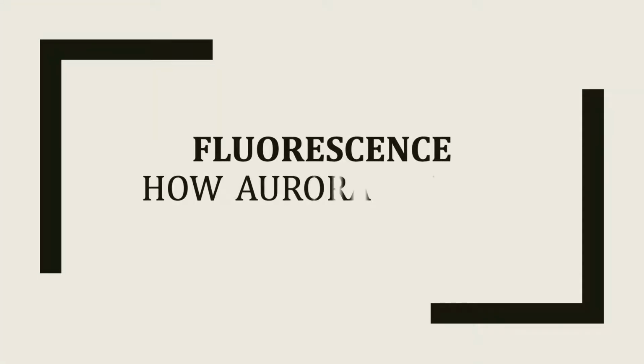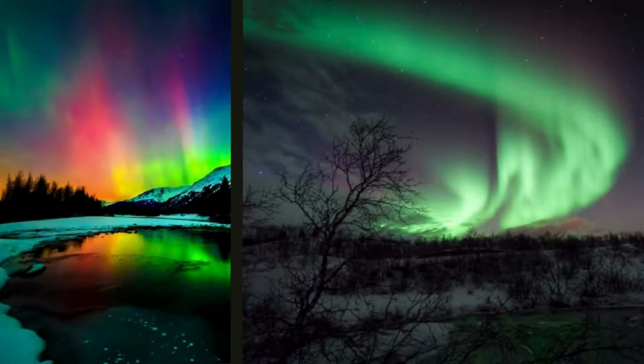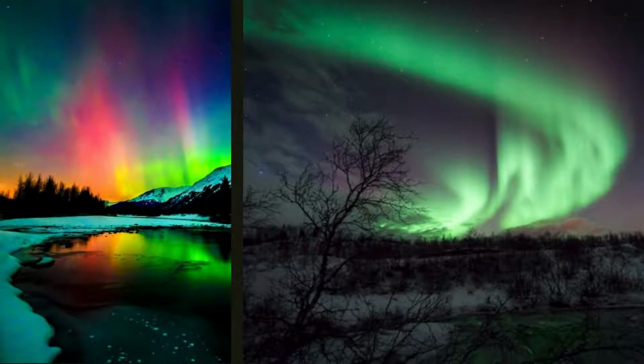Today we will be talking about fluorescence, the science behind auroras. Have you ever seen pictures like these and wondered if they were real? Maybe you assumed someone was having some fun on Photoshop, or that they are of other planets, but these are real pictures taken on Earth. How are these lights created, and why do they vary in color?